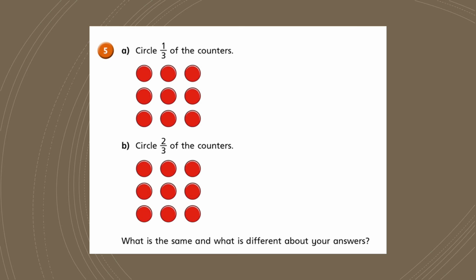Now, B is asking to circle 2/3 of the counters. So we have 1/3, 2/3, and 3/3. So we've got 2/3. So it would be 6. Another way that you can do that is that you could find 1/3 by dividing 9 by 3. And then to find 2/3, you multiply it by the numerator. So 3 multiplied by 2, 3 times 2 is 6. So you would circle 6.